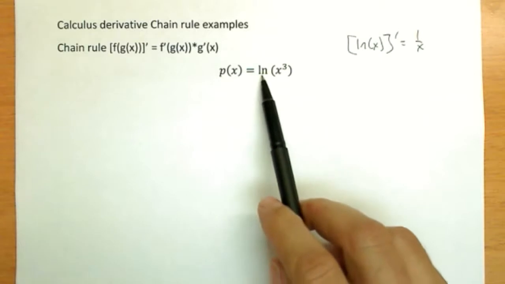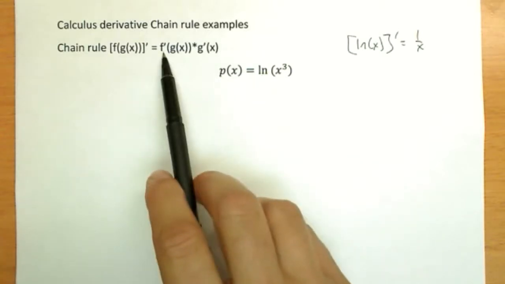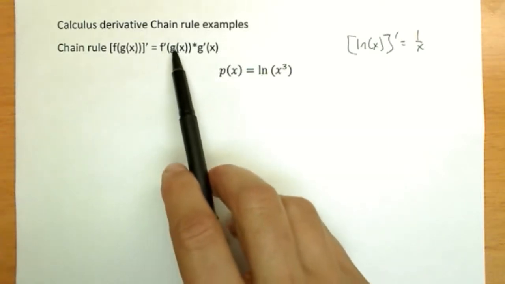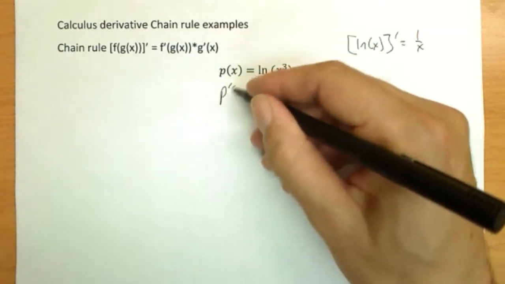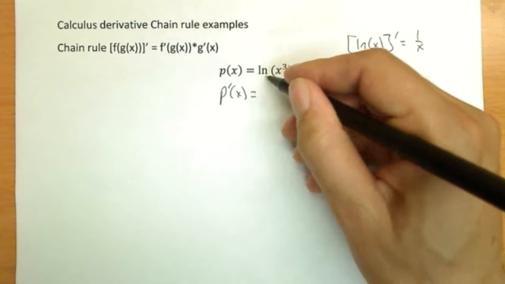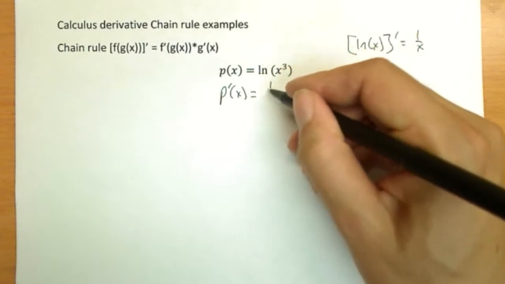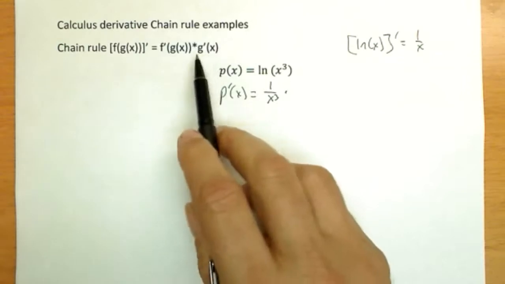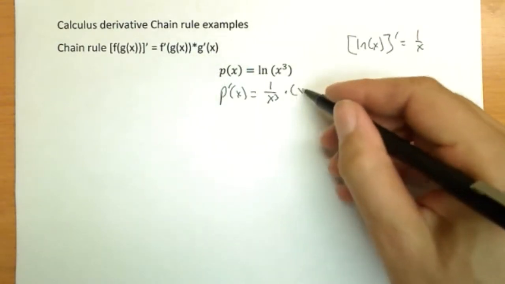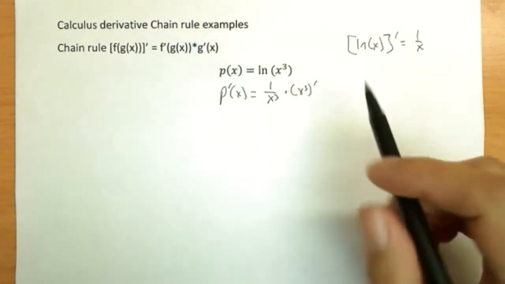Okay, so the outside function is natural log. It's our f, and its derivative is 1 over x, or 1 over, in this case, g of x, which we're ignoring. So as we're finding p prime of x, the first step is to deal with the natural log, ignore this, and we get 1 over x cubed times the derivative of that thing we ignored, x cubed's derivative.